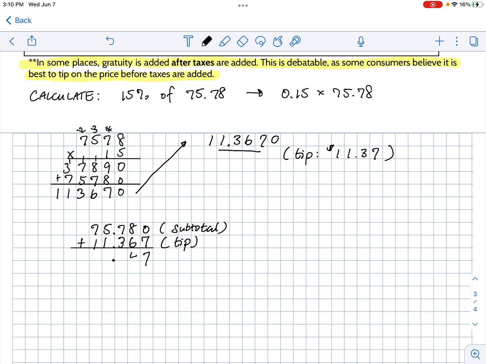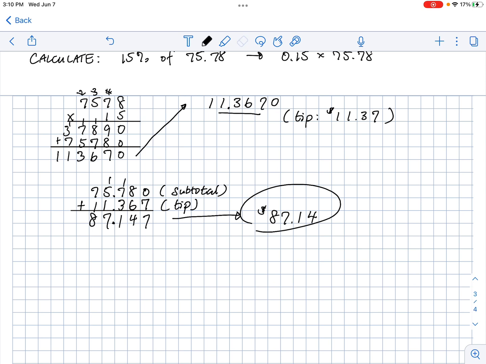Decimals there, 7, 14, 11, 6 and 2 are 8. So, oh, did I do something wrong here? Okay, 7, 8 and 6 are 14, 1, 7, 8 and 3 are 11, 1, oh, it should be a 7 here. Okay, so if I know it's 87.147, I know I'm dealing with dollars and cents. So your total with the tip included is $87.14. Okay. Whoops. Nope. Not 14 cents. 15 cents because of the 7. Okay. So this is the total bill.